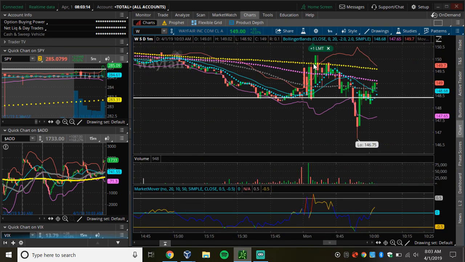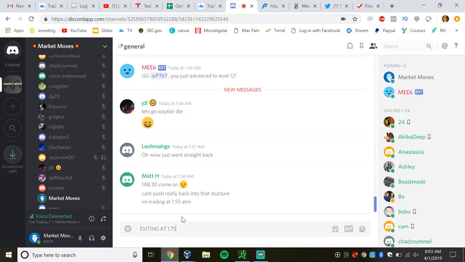Still not getting filled. I'm going to change it to 170. And we'll see if we can get filled there. So I think this is going to reject it here. Most likely going to get filled soon. So, alright, just got filled. Exited at 170.